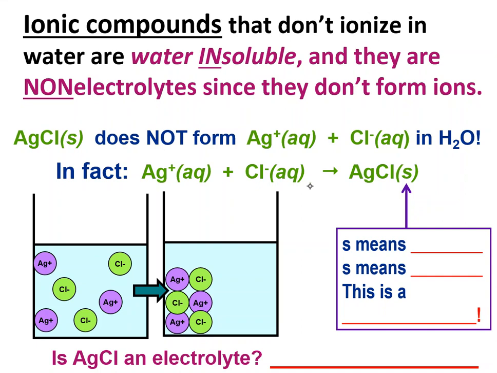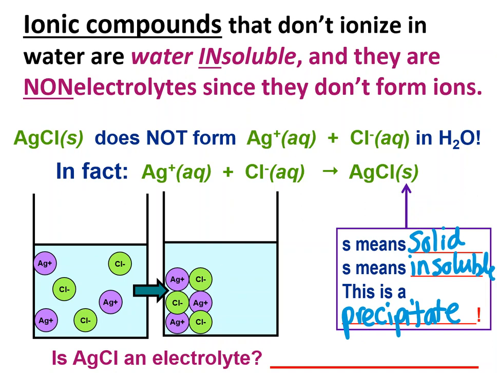So here is the chemical equation of that happening. The silver ions are finding the chloride ions to form a solid. Remember that S means solid. It means that it must be insoluble. And the word for this, when they come together and form a solid, is precipitate, and we abbreviate that PPT. So this is our precipitate.